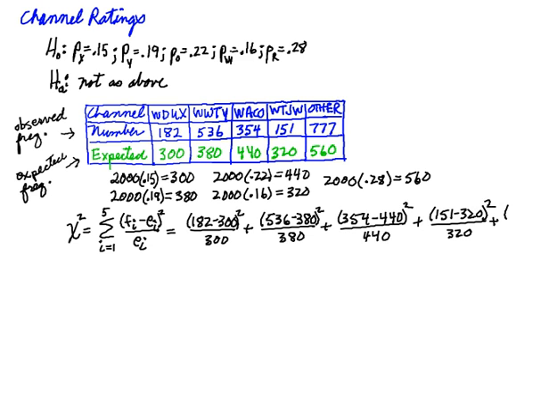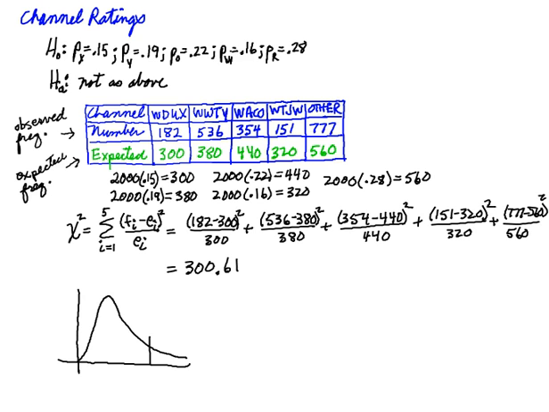And then lastly, 777 subtract 560 squared over 560. And if I add those all up, I get a very large number, 300.61. Now I want to go look at the chi-square distribution. I'm going to look at my level of significance, which is 0.10, and I need to find in the table my critical value.